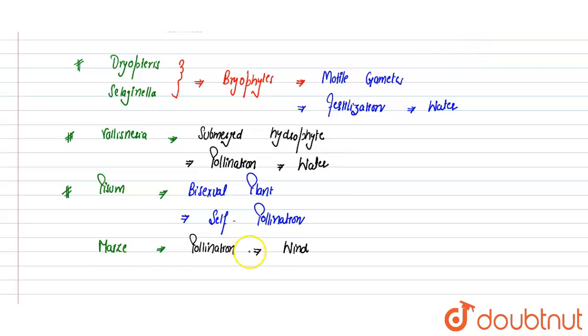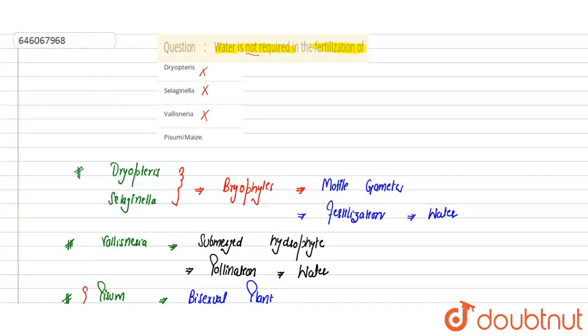In maize, pollination occurs by means of wind, so wind is the agent and no water is required. In both these cases no water is required. So we can say that it becomes the correct option. Option D is correct. Hope you get it.